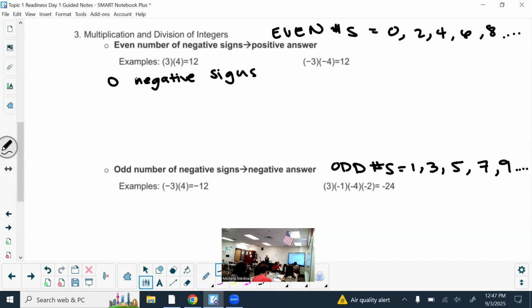All right, Sadie, is 0 positive or not? Sorry, is 0 even or odd? So then Olivia, my answer is going to be not necessarily positive. An even number of negative signs, like 0 is even, so 0 negative signs, that's an even amount. That means the answer will be positive.